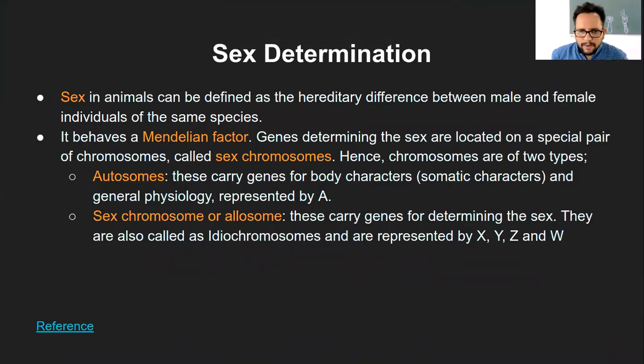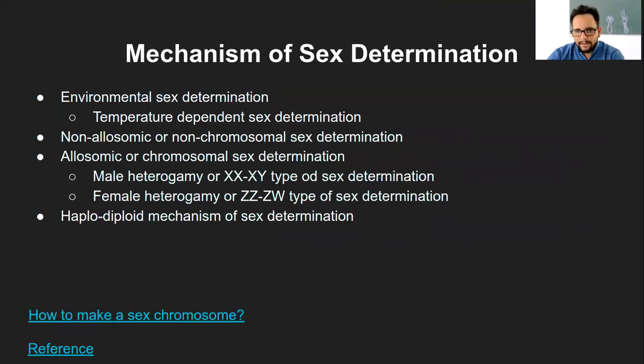Okay, good afternoon again. So, we had looked at this sex determination part in brief, what we call autosomes, what are called sex chromosomes, and so on. Now, we will actually go into the process of sex determination, that is the mechanism, how it happens. There are various ways in which sex determination in a particular species happens.